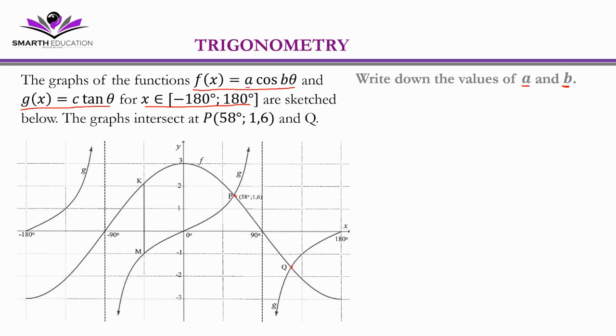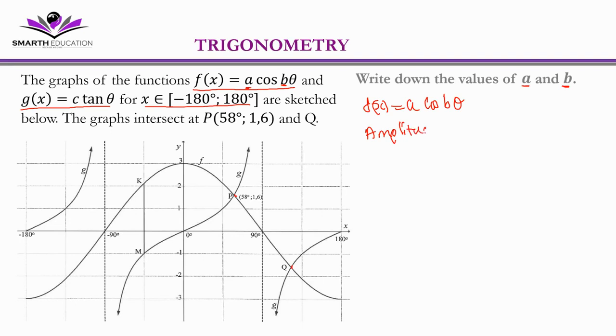So we have A here and B there. So how do we get the value of A and B? What does A represent? f of x is equal to A cos B theta. If you check, A represents the amplitude of the graph. So what is the amplitude of the graph here?